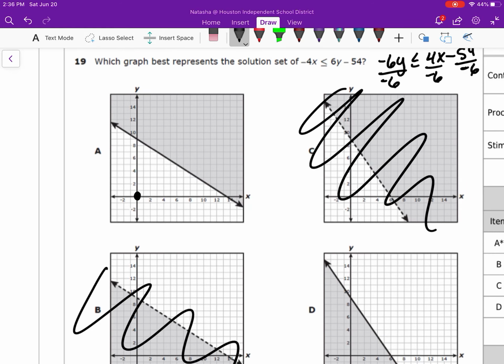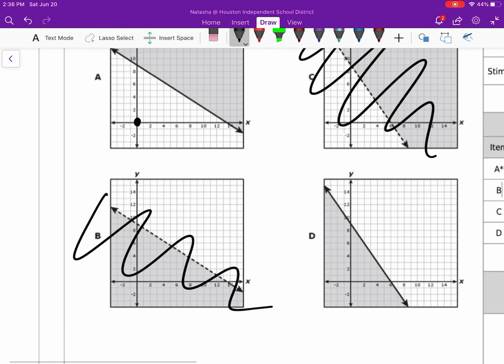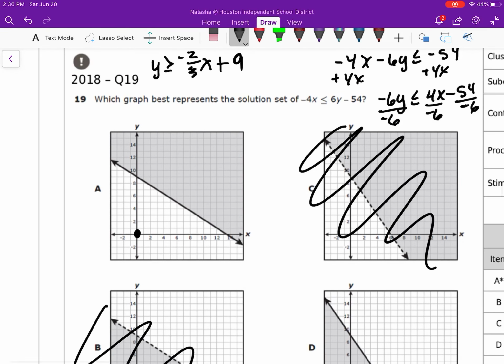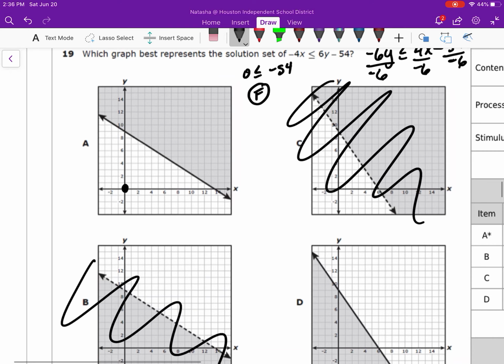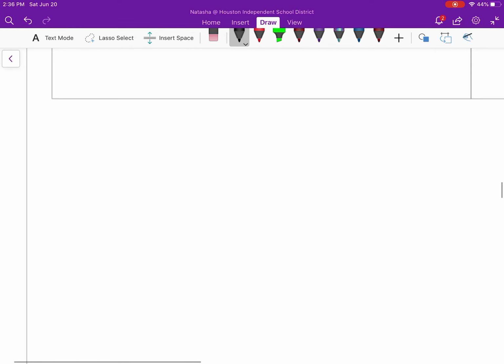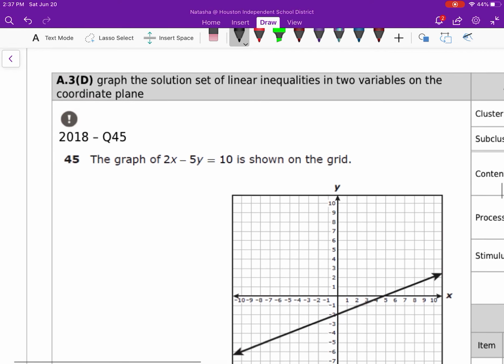So let's see. 0, 0 means if it's A, 0, 0 is not a solution, and if it's D, 0, 0 is a solution. So really technically we didn't even have to put this in slope-intercept form, but that's okay. We did. So this is going to be 0 less than or equal to negative 54. Is 0 less than or equal to negative 54? No, that is false. So that means that 0, 0 is not a solution, so A has to be our answer choice, not D.